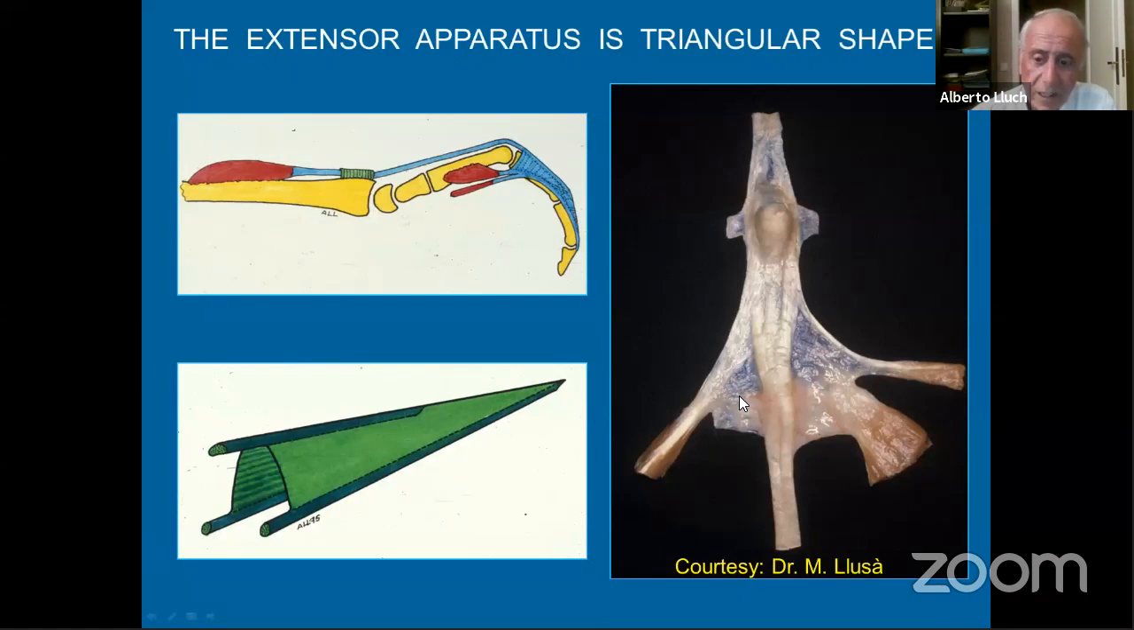It seems complicated, but to make it easier to understand, we should think that the extensor apparatus is triangularly shaped, with the base proximally and the apex distally at the distal phalanx. And the base is at the level of the MP joint. And this is the base. And this is the extensor apparatus. Here we have the extensor tendon dividing into 2 lateral bands and 1 central slip.